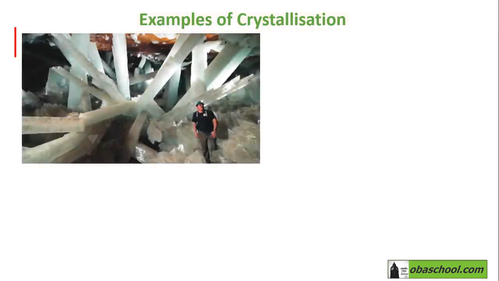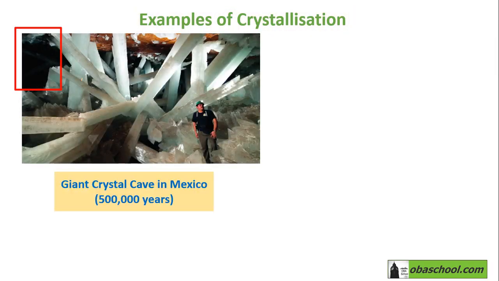In the first picture here, we have crystals that are found in the giant crystal cave in Mexico, where they took over 500,000 years to form. So these are some examples of crystals.